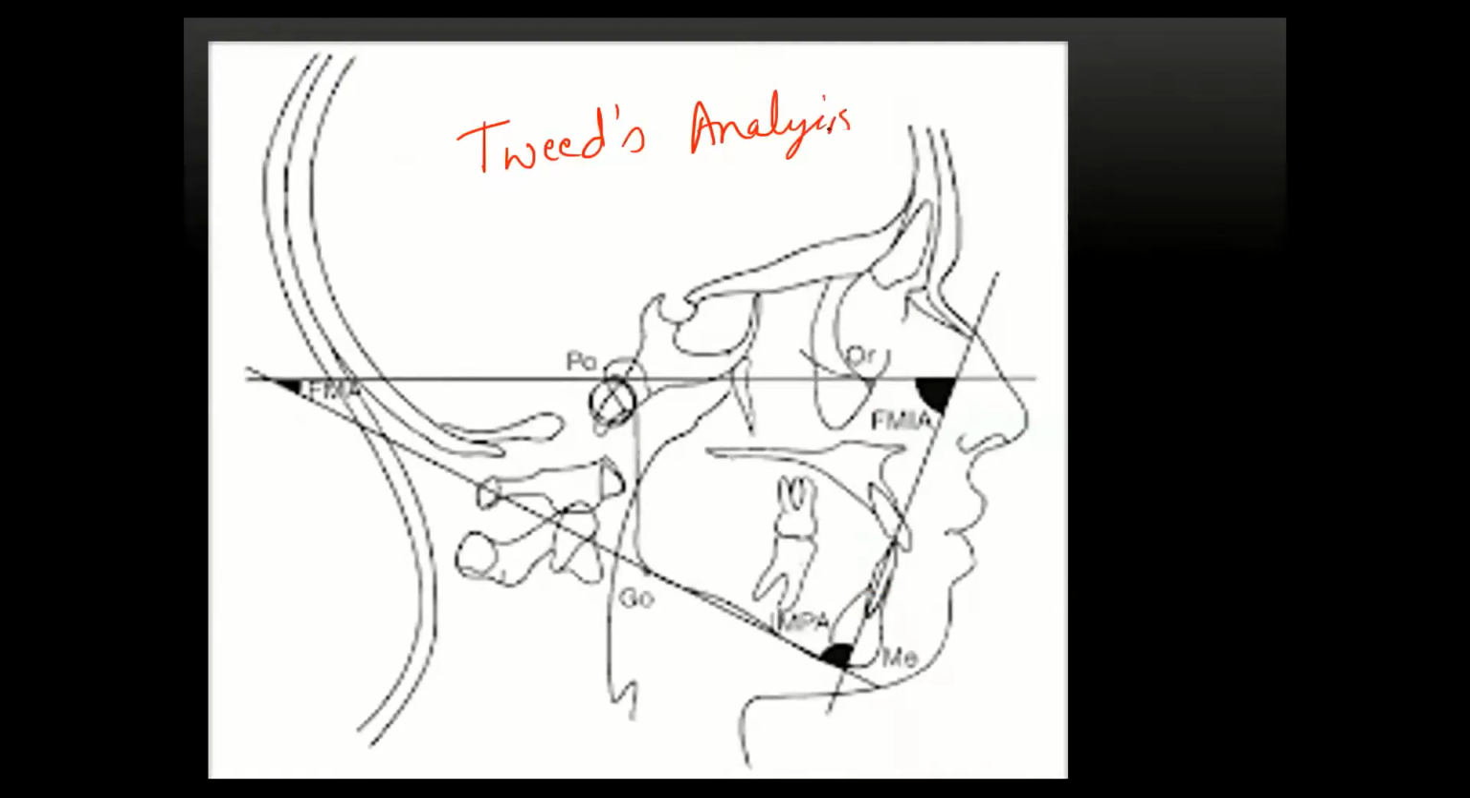Tweed's analysis. Now in Tweed's analysis, somebody has asked this question also. So in Tweed's analysis, we take three things. The first thing is we take the center of the lower incisor. Then we take the Tweed's mandibular plane, the tangent to the lower border of the mandible, and we take the FH plane. Okay, so we have got a triangle.